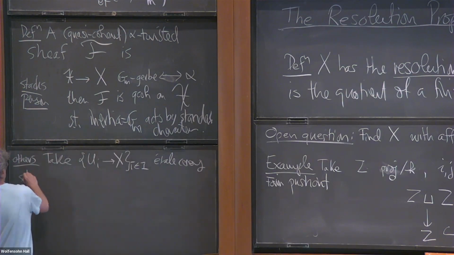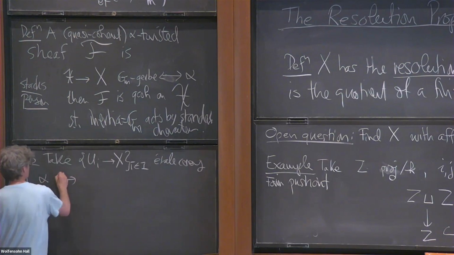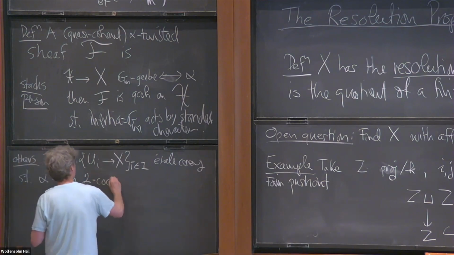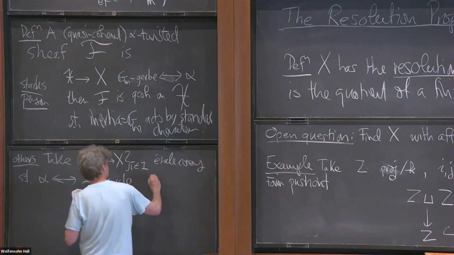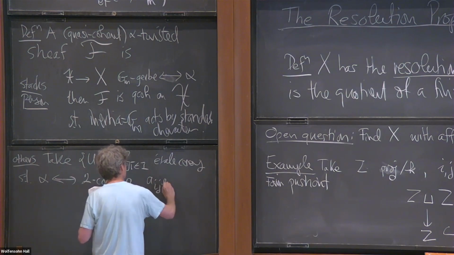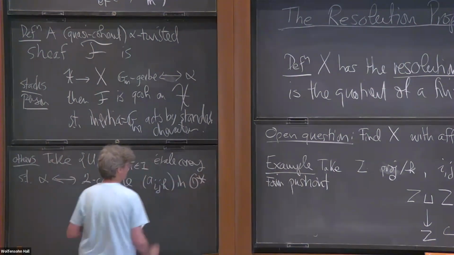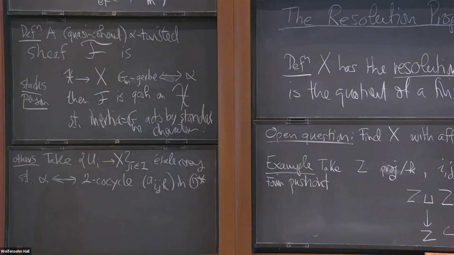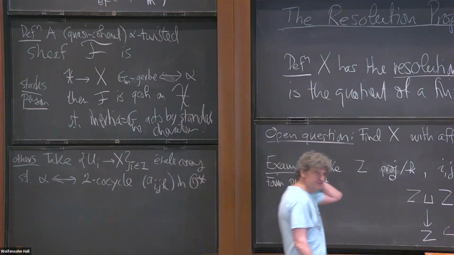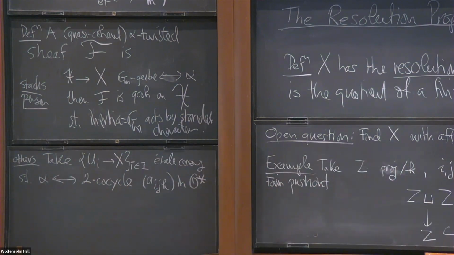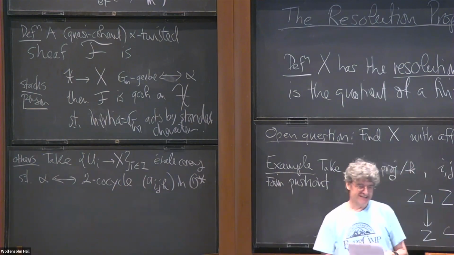And such that alpha corresponds to a 2-cocycle, A_ijk, right, in O star. Yeah. Okay, you should now complain because you now have to say, why can you represent it by a 2-cocycle? And this is a funny story.